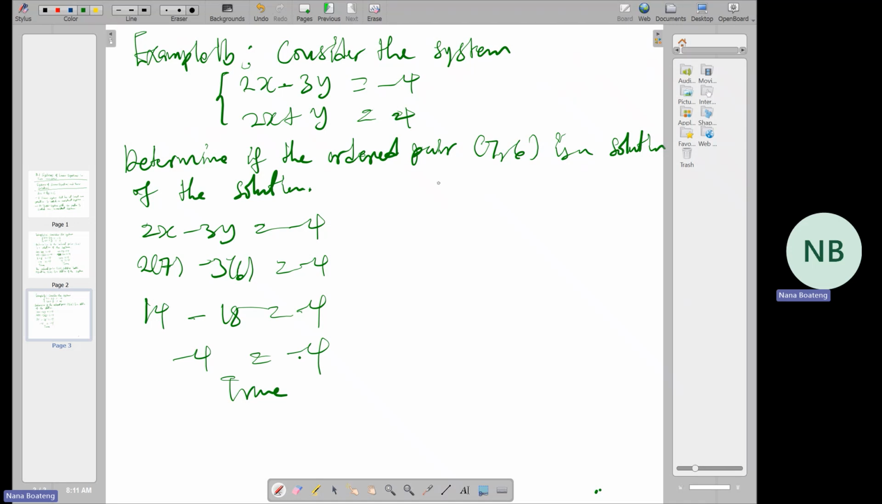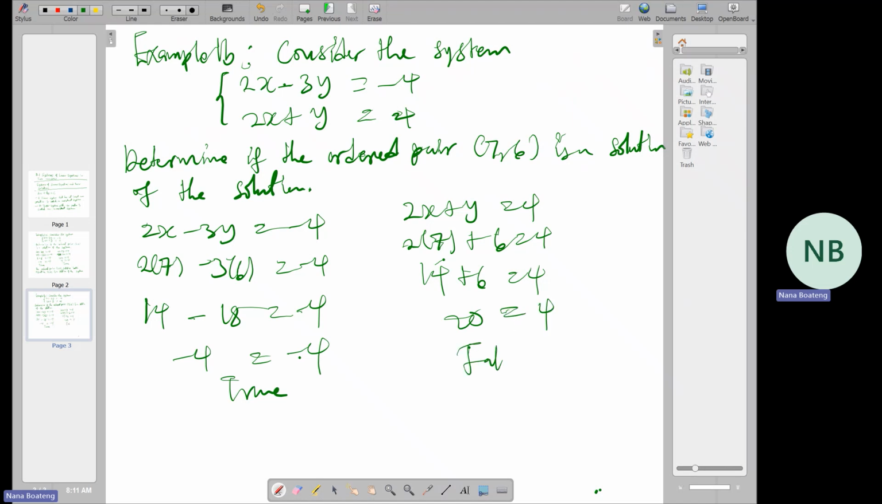Let's check the second equation, which is 2x plus y is equal to 4. So 2 times 7 plus 6 is equal to 4. So 14 plus 6 is 20, and 20 is not equal to 4, so this is false. So the ordered pair 7, 6 is not a solution because it fails to satisfy both equations.